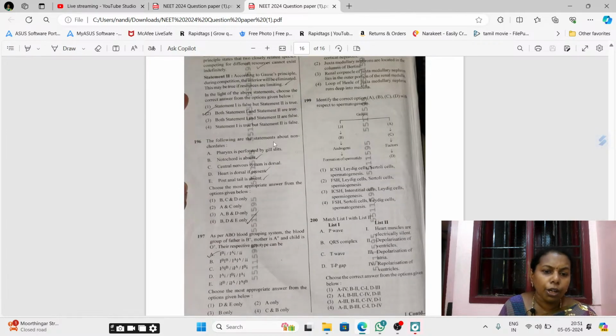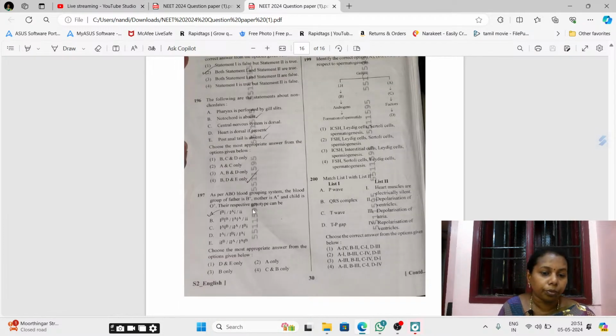196. The following are the statements about non-chordates. Notochord is absent. Heart is dorsally present. Post-anal tail is absent. So the option is BDE. 196 given option is 4.